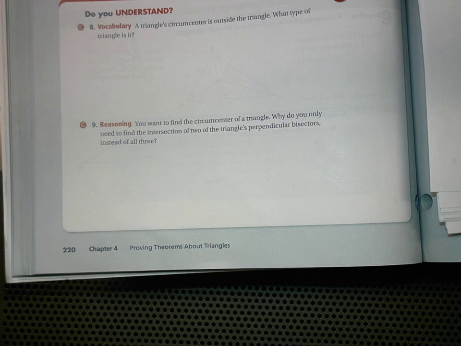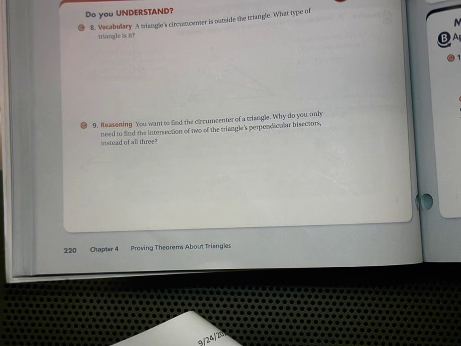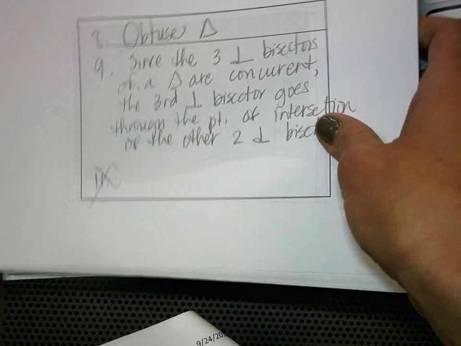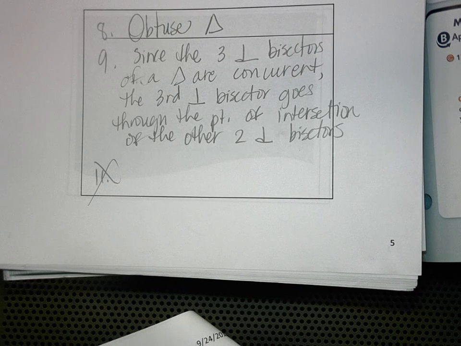Yes? Now, the way that I wrote it, and I don't know if this will make sense to you or not, but if you want to write this down, you can, is that since the 3 perpendicular bisectors of a triangle are concurrent, and what does concurrent mean? Meet at the same point. The 3rd perpendicular bisector will go through the same point of intersection as the other 2 perpendicular bisectors.